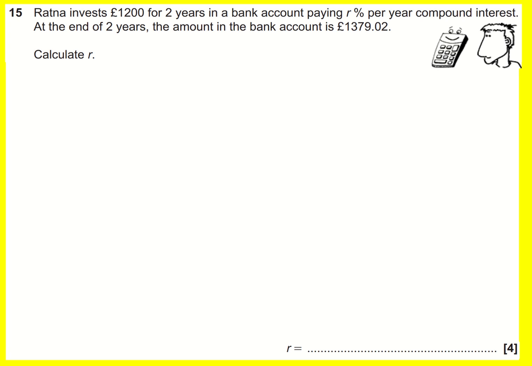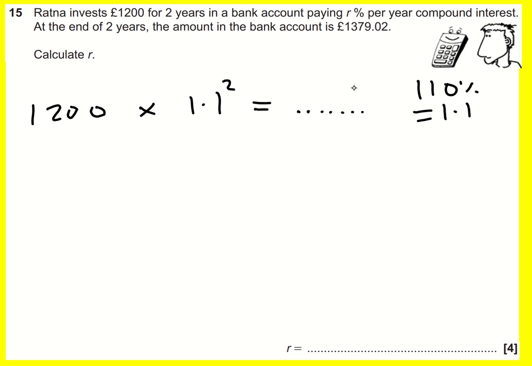And let's just think about this. If you had £1,200 and you put it in the bank for 2 years with an interest rate of 10%, then your multiplier would mean you've got 110% at the end, which you then divide by 100 to get it as a decimal, and that gives you a multiplier of 1.1. If you do it for 2 years in a row, you would multiply by 1.1 twice, so you would square it, and then that would equal your final amount, which in this case we know.